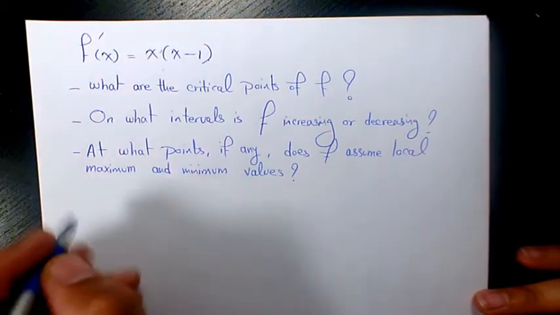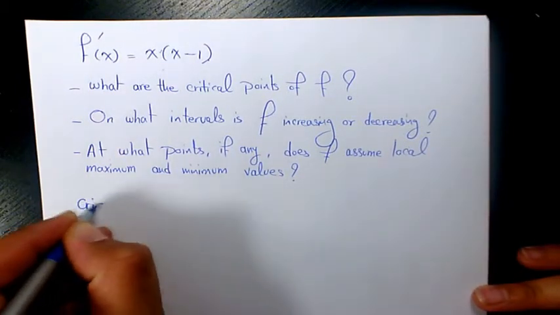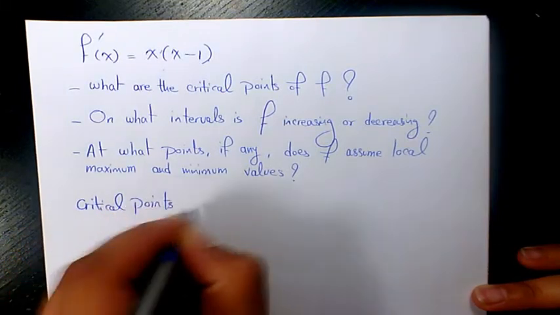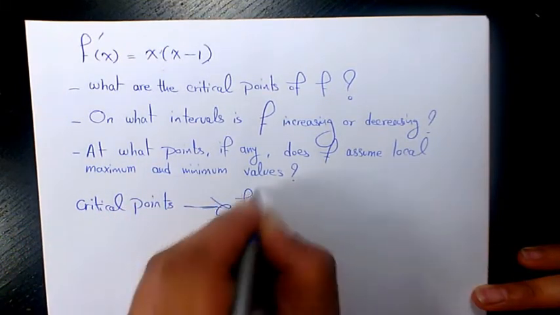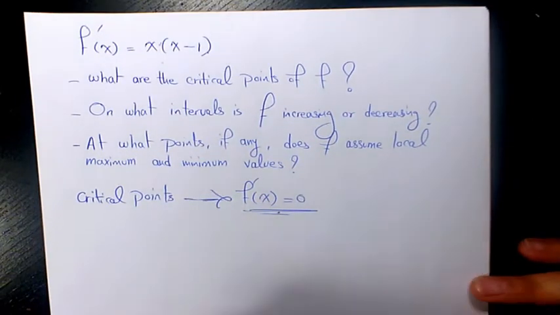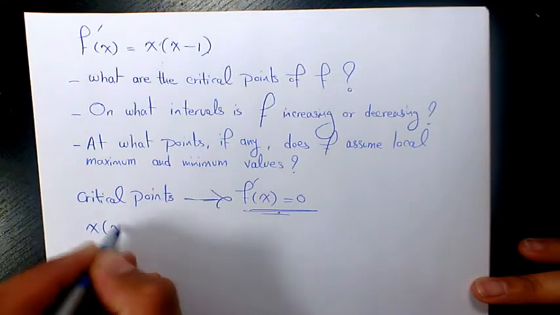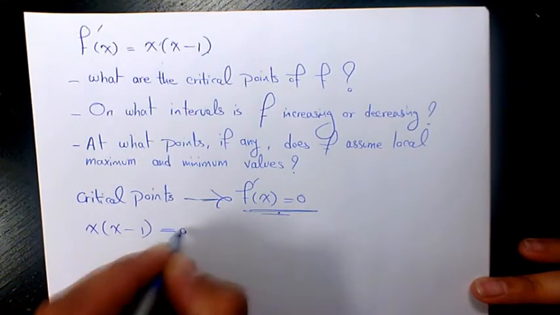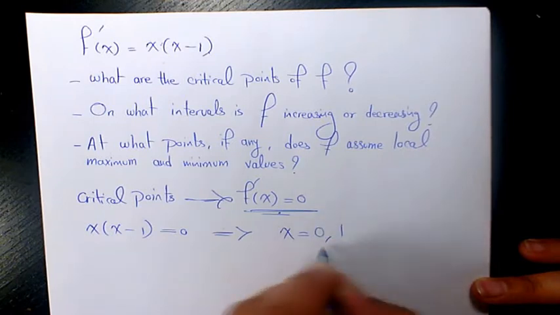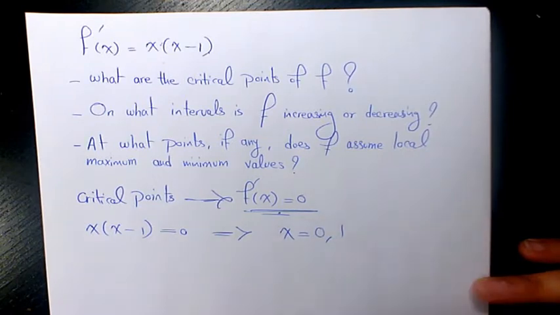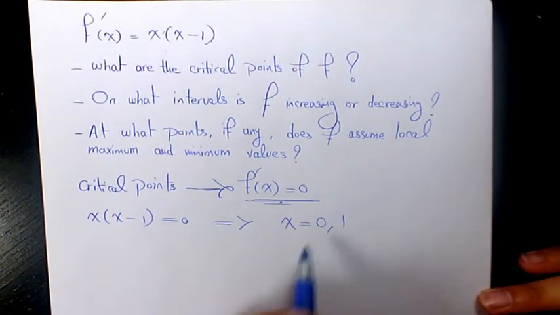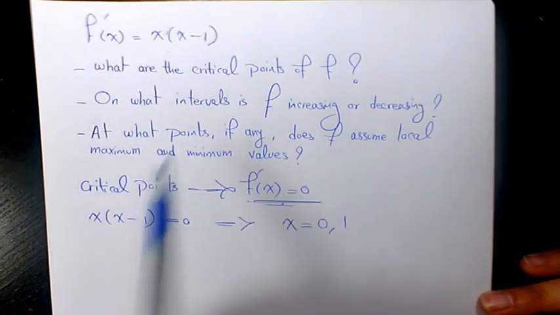So first of all, critical points are those points that make f prime equal to 0. So we have x times x minus 1 equal to 0, and we will have two roots, one of them 0, one of them 1. So we have two critical points. That's going to be the answer for the first part.